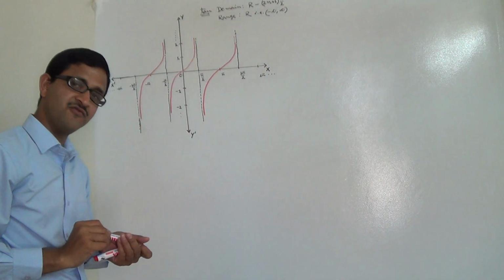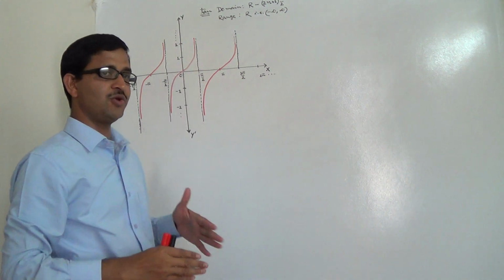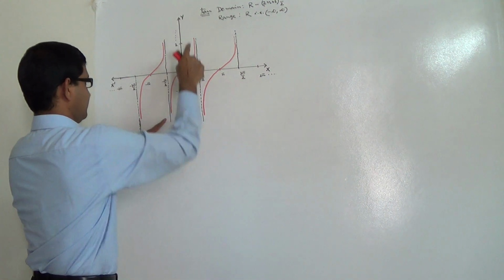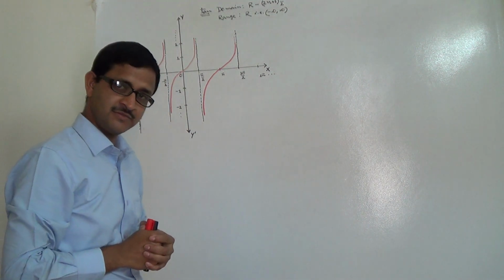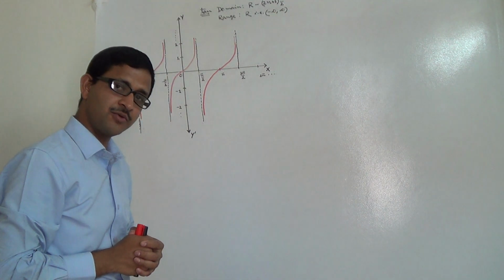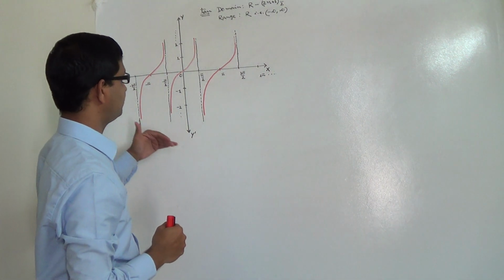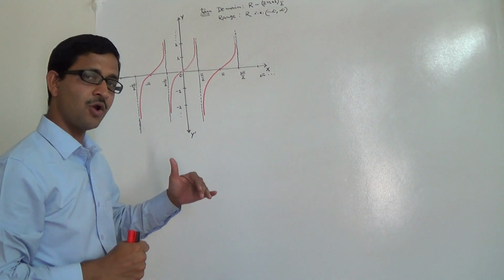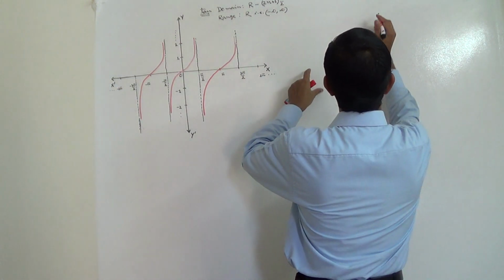Understood? Very good. Okay, one more thing I should say is that function tan is always increasing. You see, it is always increasing in this range. Correct. Now we are going to discuss the graphical representation of the reciprocal of tan, which is cot, that is 1 by tan. Let's see how it looks like.